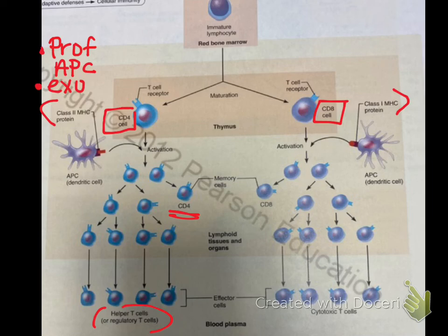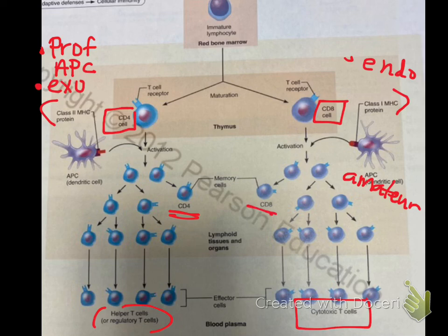When CD8 cells recognize MHC class 1 that are found on, this can be confusing here, amateur antigen-presenting cells, they also display endogenous antigens, so antigens that are coming from the inside of that cell. They are going to end up making cytotoxic T cells as well as memory cells. These go into cell-to-cell combat to actually kill cells.